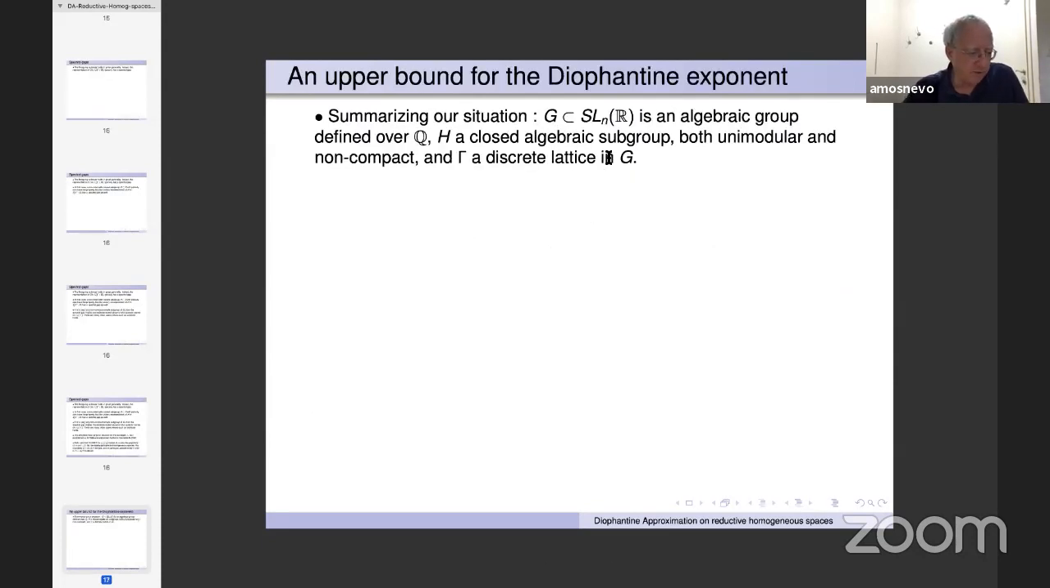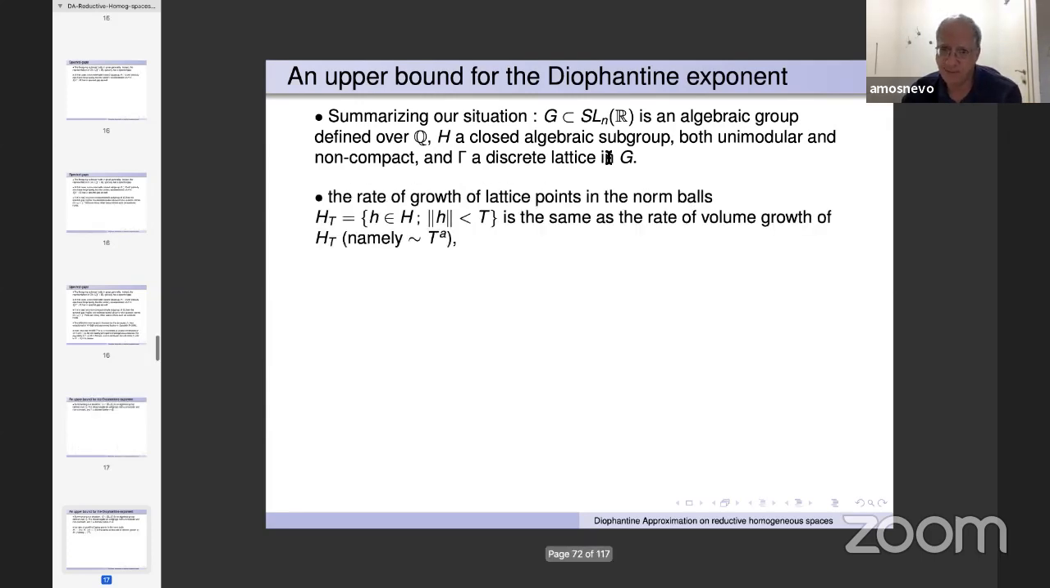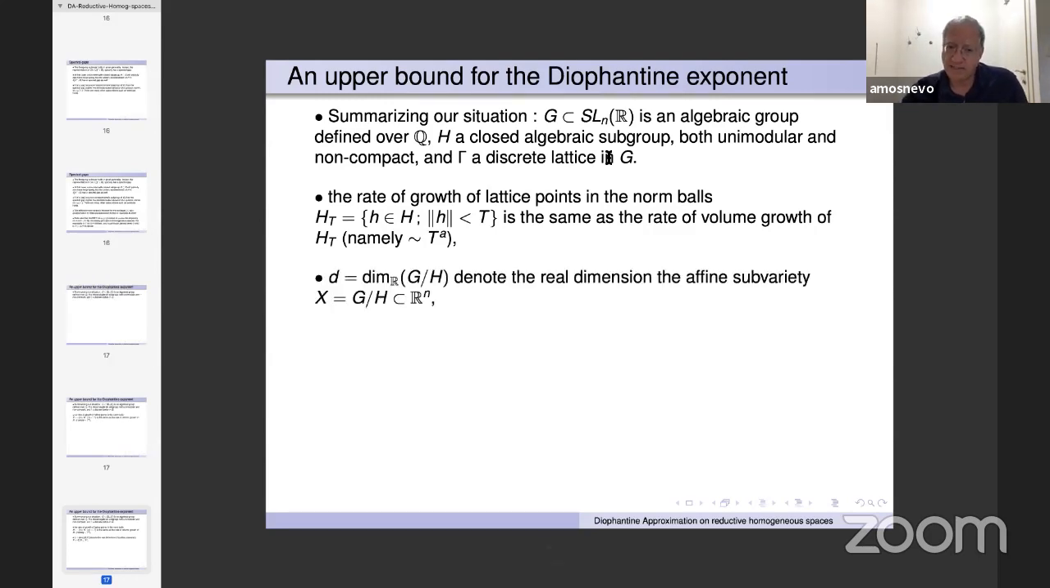Okay, so now we're finally ready to formulate our upper bound. G in SL_N(R) is an algebraic group defined over Q, H a closed algebraic subgroup, both unimodular and non-compact, and gamma a discrete lattice in G. The rate of growth of lattice points in the norm balls H_T is the same as the rate of volume growth of H_T, namely T to the A. This is one ingredient. A second ingredient is that D equals the dimension of the variety, and that controls the local behavior of the volume on the homogeneous variety.